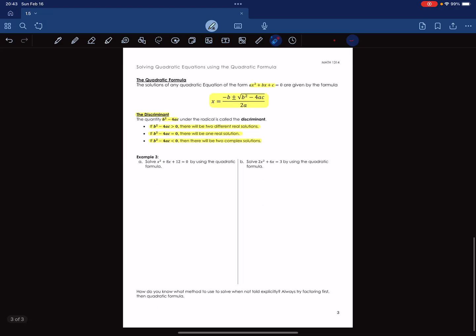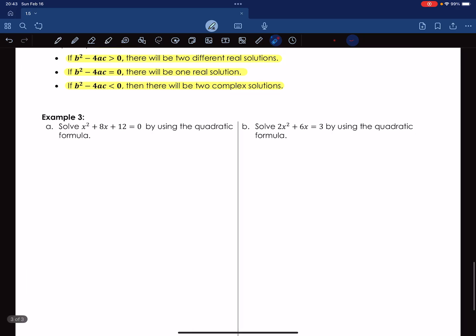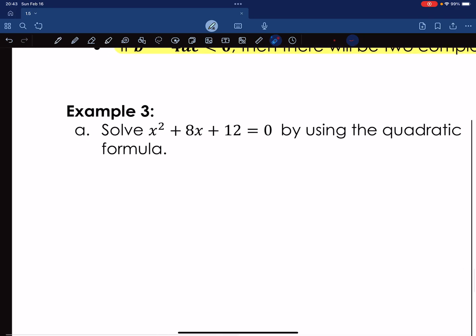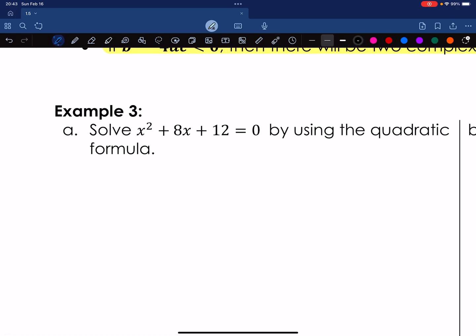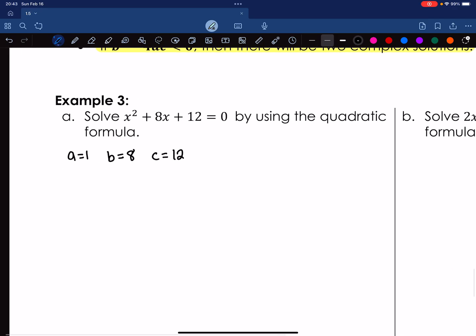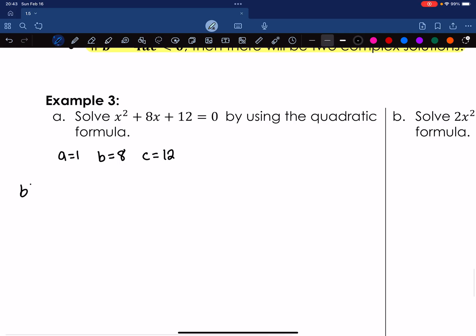Okay, so we're going to solve this using the quadratic formula. So here we go. First thing we do is we identify our A, our B, and our C. So A is equal to 1, B is equal to 8, C is equal to 12. I like to start with the discriminant, so that's b squared minus 4ac. That would be 8 squared minus 4 times 1 times 12.